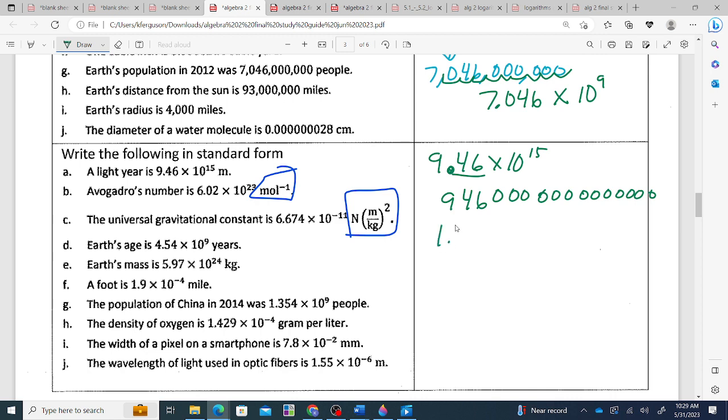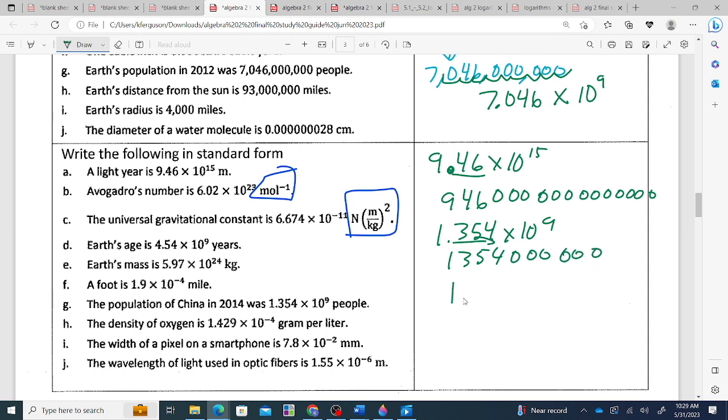Right here, 1.354 times 10 to the ninth. Well, I got three numbers first that I move my decimal in. How many more zeros do I need to add? Six. 1, 2, 3, 4, 5, 6.